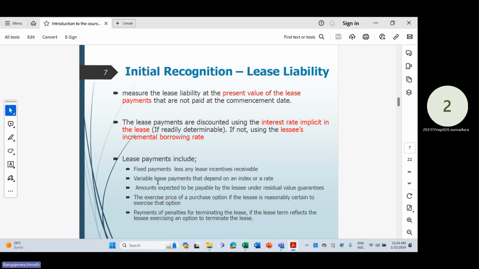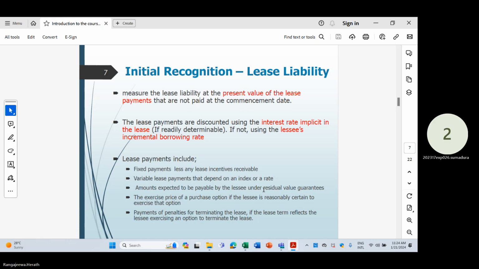Then the amount expected to be payable under the residual value guarantee. In some leases, say you are paying 1 million over 5 years for a lease, under which you acquire an asset, say a motor vehicle. At the end of the 5 years, you have to pay another 500,000, then only you will get the ownership. That final 500,000 you agree to pay is the guaranteed residual value.